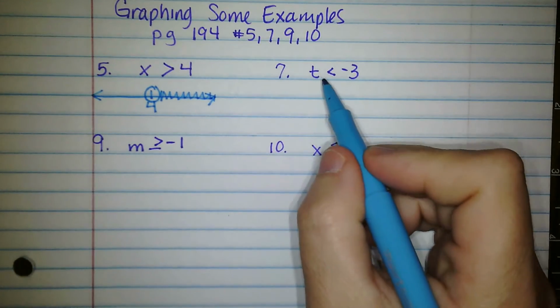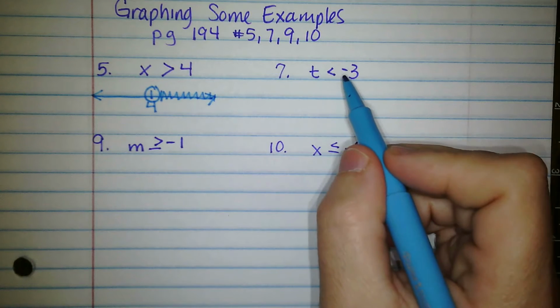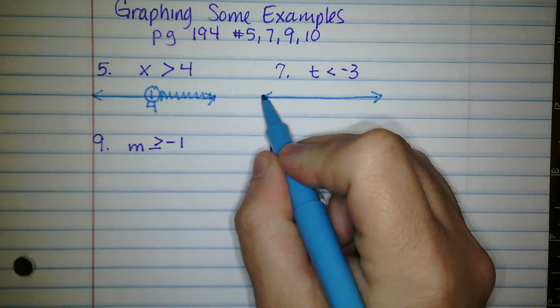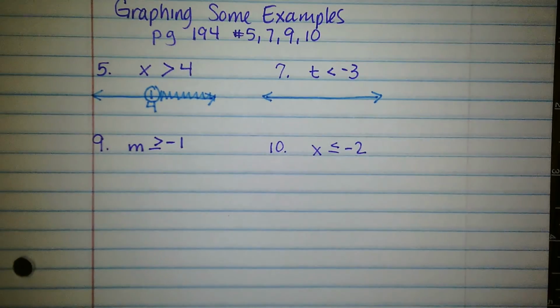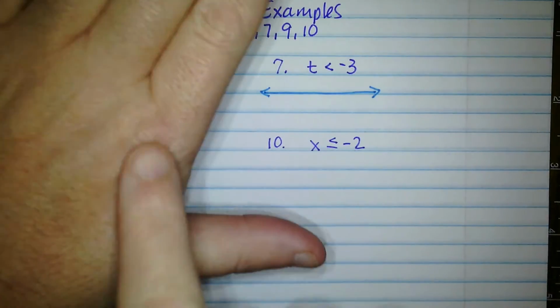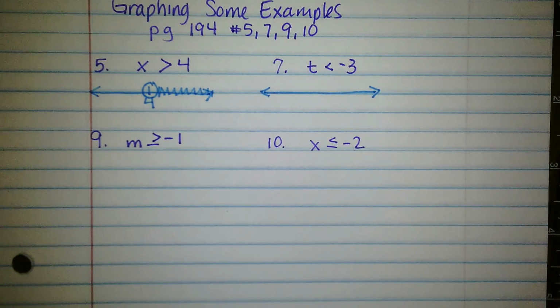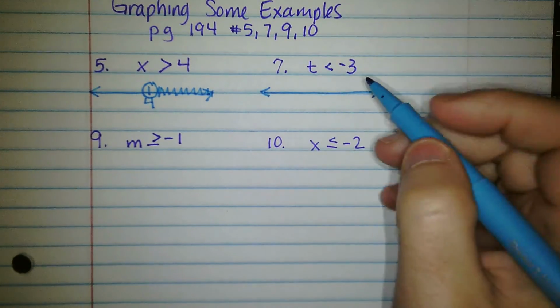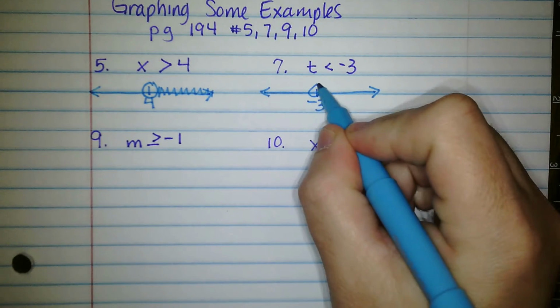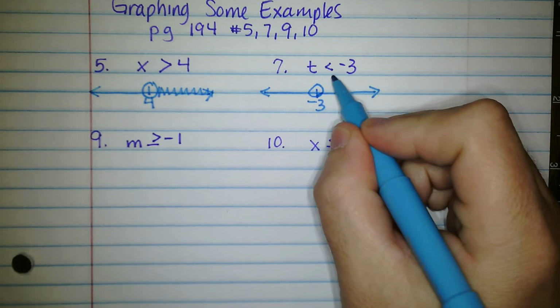For number 7, it says t is less than -3. Less than is interesting because it's formed by your left hand. See, your left hand makes a left hand less than symbol. And so you can look at your left hand and think less than. -3 on the number line. And this is also an open circle, open circle because there's no equal to.